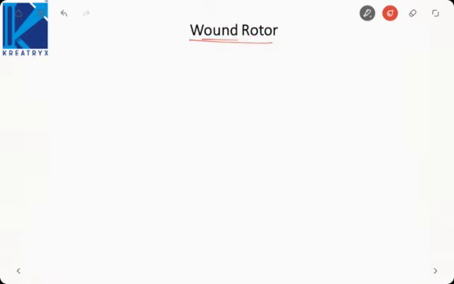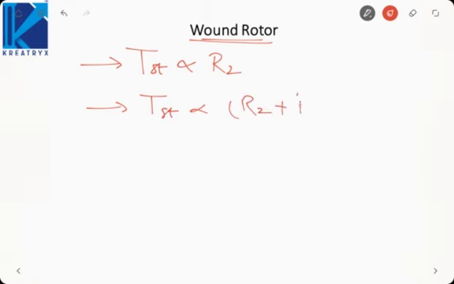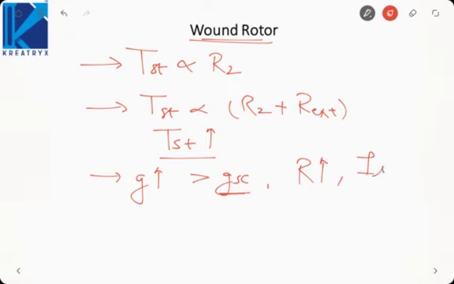Now as I told you, starting torque is proportional to rotor resistance. Here rotor resistance can be increased like R2 plus R external. So starting torque increases, but here the air gap is higher as compared to squirrel cage, due to which reluctance is higher, due to which magnetizing current is higher, due to which power factor is lower.